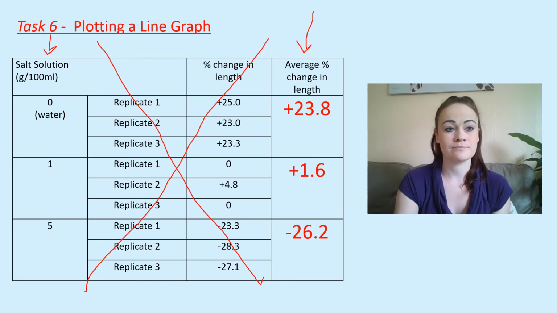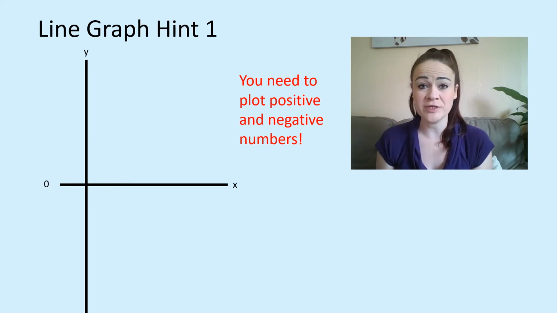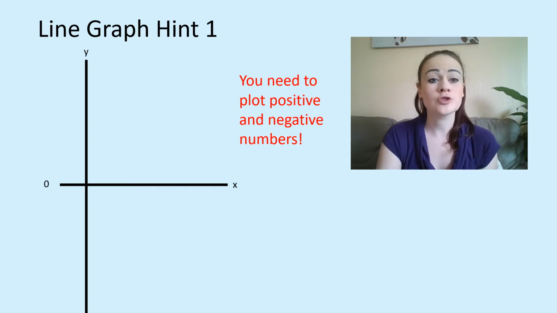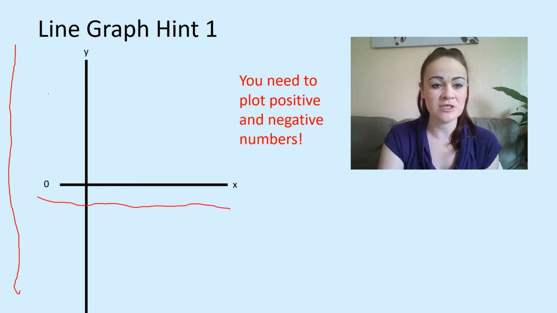Okay? So, line graph hint number 1. We've got positive and negative numbers. Sometimes the potato is increasing in length and sometimes it's decreasing in length. So our axes must reflect that. What you can see here is our y-axis is very long and it's got the x-axis right in the middle. This means our positive numbers are going to be above 0 and our negative percentage changes are going to be below 0.